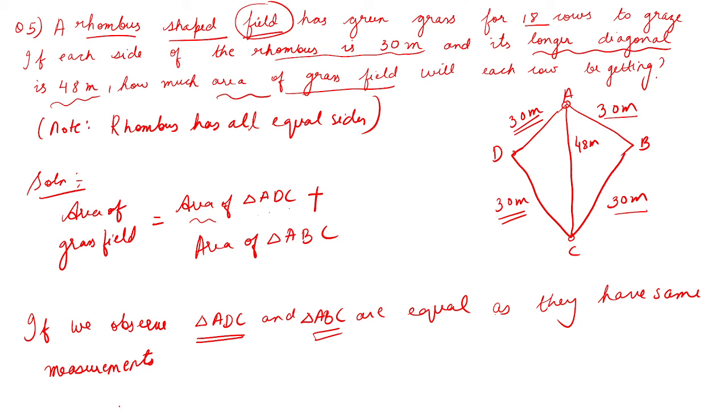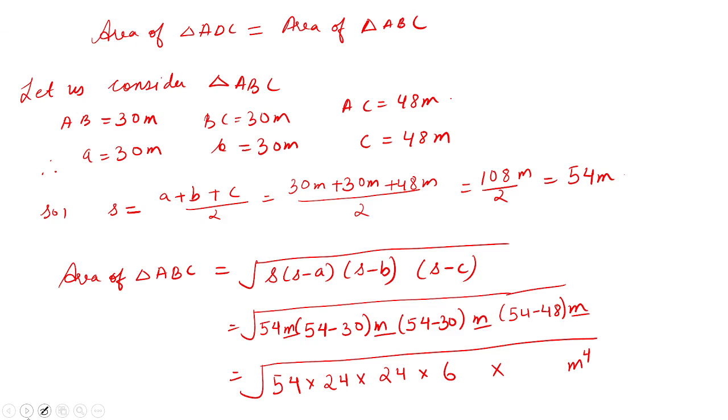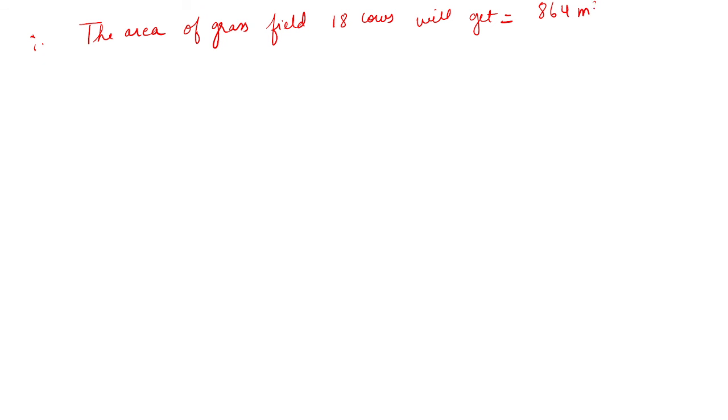18. So finally you can write this as, therefore, the area of grass field that 18 cows will get is equal to 864 meter square by 18. So you divide this, you'll end up getting 48 meter square. So this will be your answer.